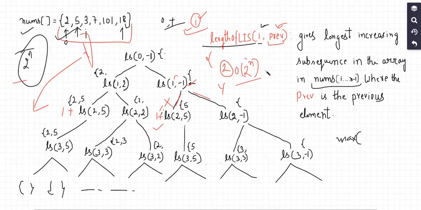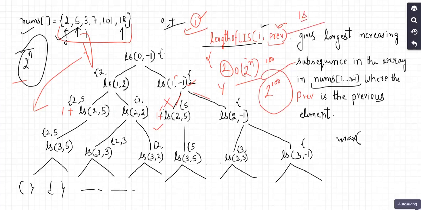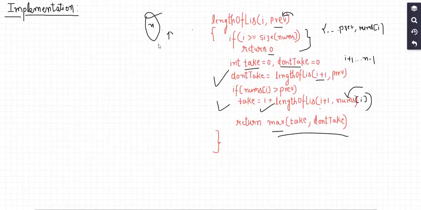Even for an array of length 100, this would give me 2 raised to the power 100 time complexity. These operations are way too many to be executed within the time limit of 1 second. Hence we have to improve upon the solution that we have here. And that is the next step for a recursive code. So we want to improve upon our recursive solution.